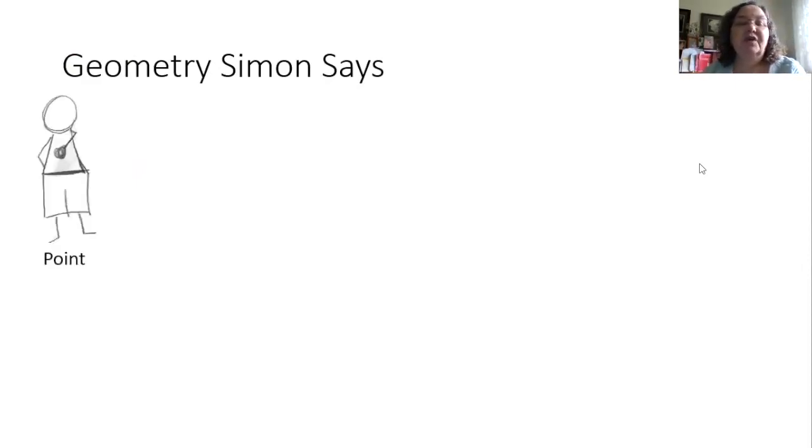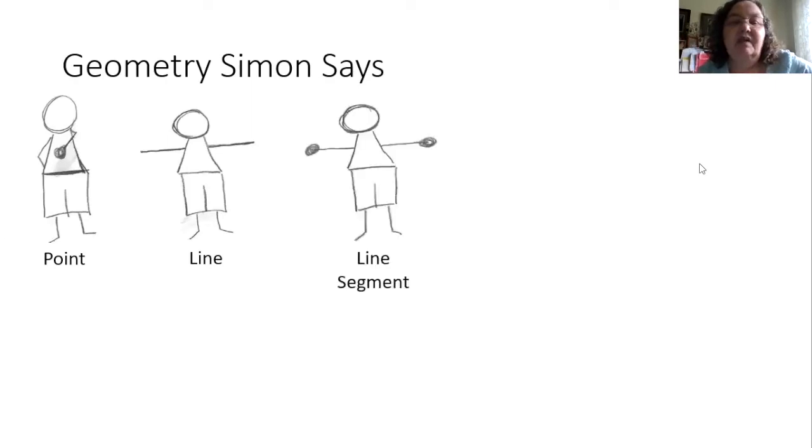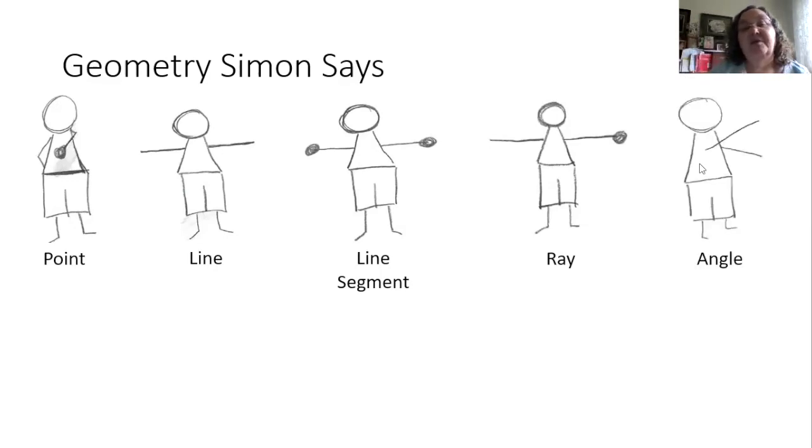Okay, now we're going to play a game called Simon Says. So stand up and we're going to make a point. And the point, we're just going to put our fist out like this, like you see in the picture. Okay, now let's make a line. And remember, a line goes on and on forever. So our hands are going to be way out and our fingers will be stretched out. That's a line. My line segment has two endpoints, so I have to have two fists stretched out. A ray has one fist and my other hand is stretched out as far as it can go. And an angle, well, an angle reminds me of Baby Shark. So I can either be like this or I can be like this, okay?